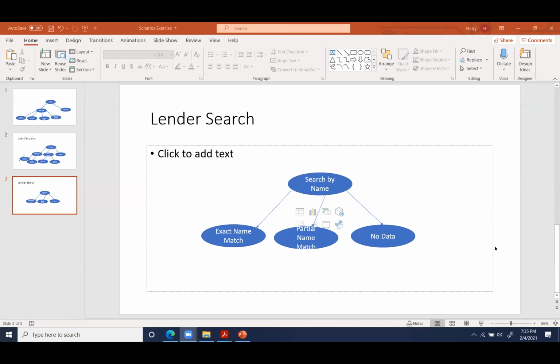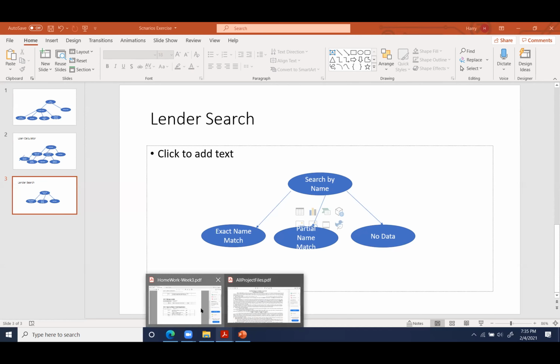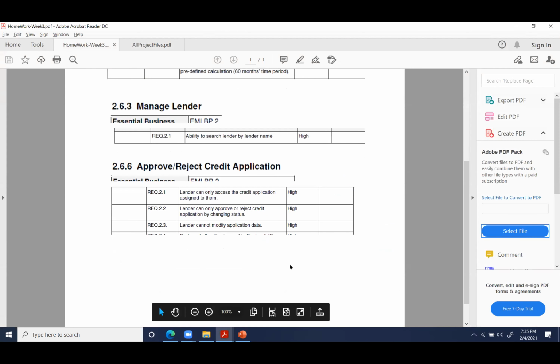Is this all we have based on what you guys discussed? Exact match, partial match, no data, or did you have anything else? Yes, that's it. That's it, right? Okay. All right, so everybody good? We can move on.